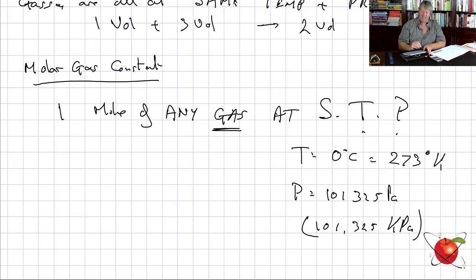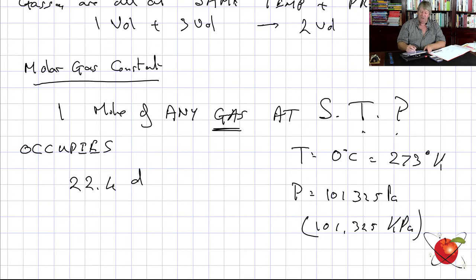1 mole of any gas at STP occupies the same volume, 22.4 cubic decimeters. Okay? Therefore, now here's the thing with this, okay?